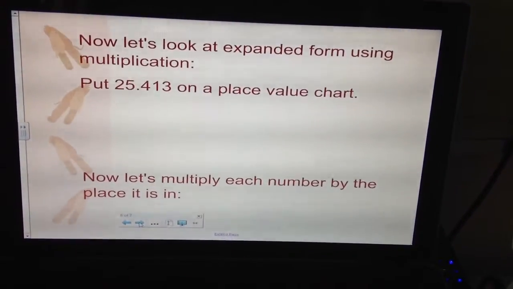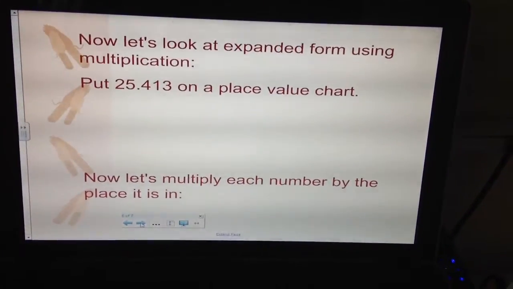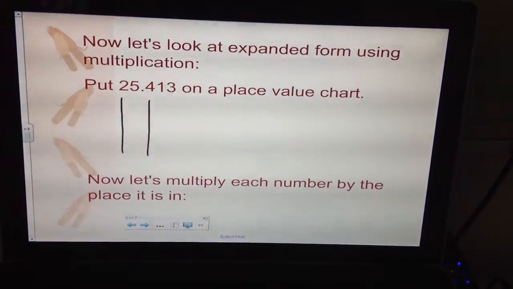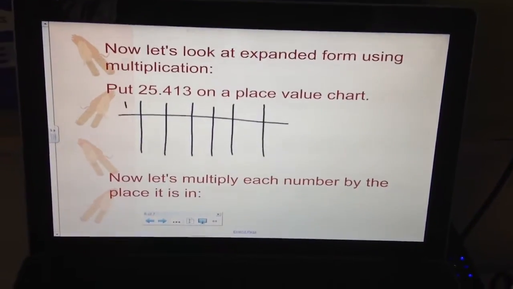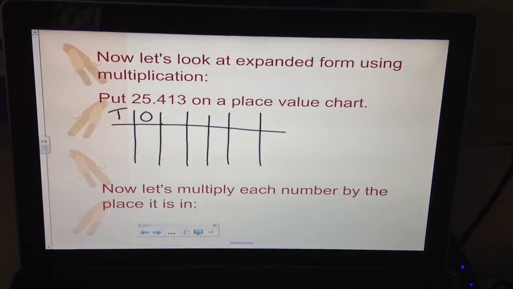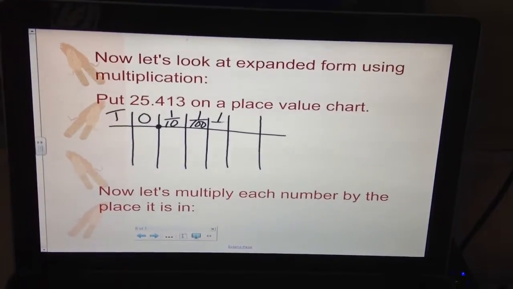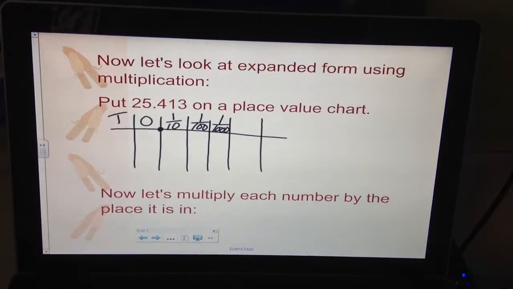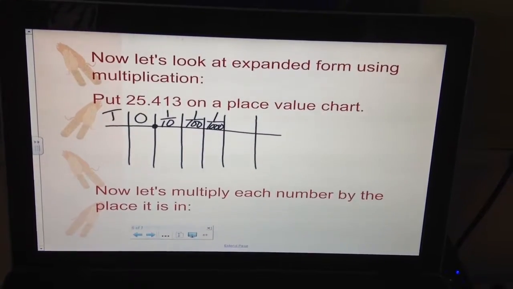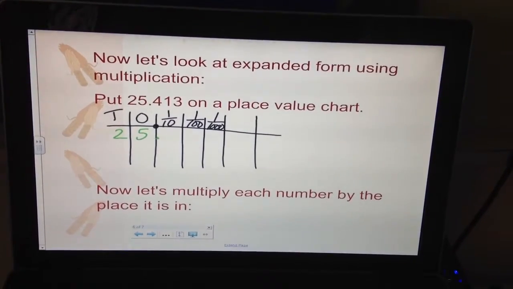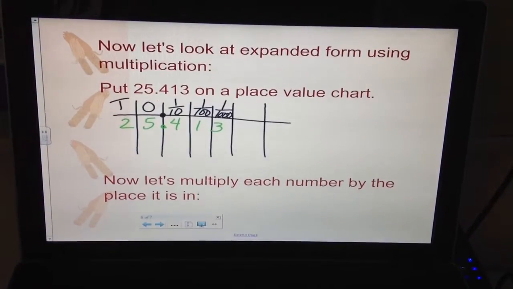So now we're going to look at expanded form using multiplication. So again, we'll start with our place value chart so we can understand more clearly what's happening. So I have the tens, the ones, my decimal, and then I have tenths, hundredths, and thousandths. So if I put 25 and 413 thousandths on the chart, I want to look at how to stretch that out.